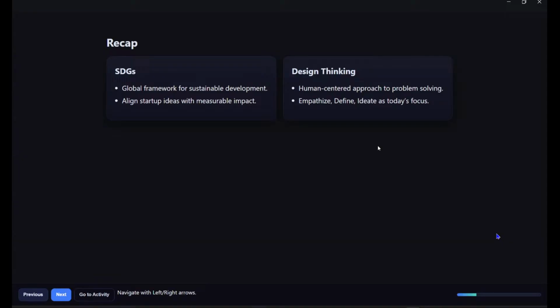And also when you talk about design thinking, it is very simple. It is a human-centered approach. It is more like you visit a person who is going to use your solution, you empathize with the person, define the problems, and you ideate to solve them. That is what we do with design thinking. It's just a quick recap.